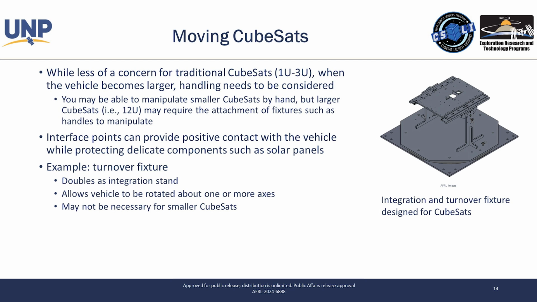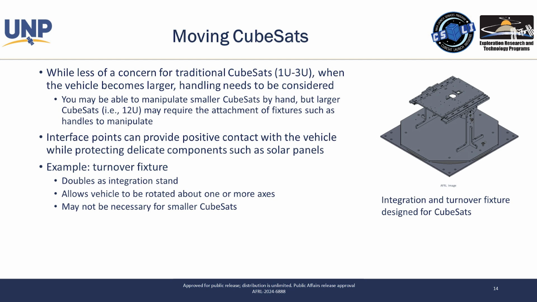Moving things is always difficult. For 1, 2, 3, 6U, a single human is typically able to pick them up and move them around, manipulate them by hand, as long as you have handles or access points that aren't all covered in solar panels. But once you get up to something like a 12U, those start to be much too heavy for a single person to handle, and sometimes even too complex for a 2-person lift.